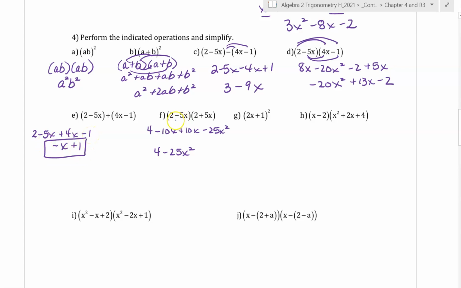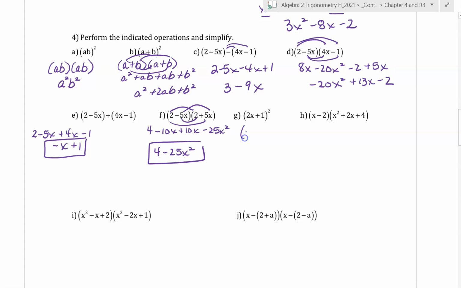But notice for part F, you have 2 minus 5x, and you have 2 plus 5x. Those are actually called binomial conjugates. So notice that when you multiply, 2 times 2, you get 4, and negative 5x times positive 5x is negative 25x squared, but the negative 10x and the positive 10x will cancel.